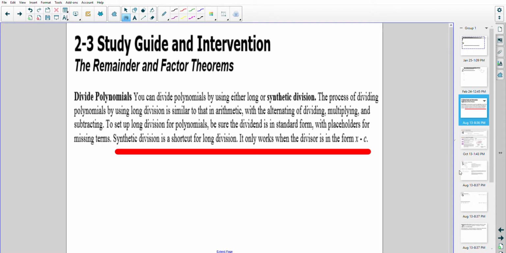There are two ways to divide polynomials. One way is by long division, and the second way is by synthetic division. Synthetic division is the easier way to divide. However, you have to have the divisor in a form that's x minus c. In other words, x has got to be to the first power.